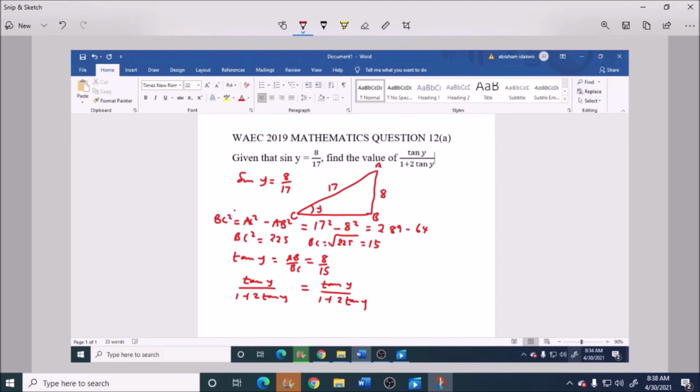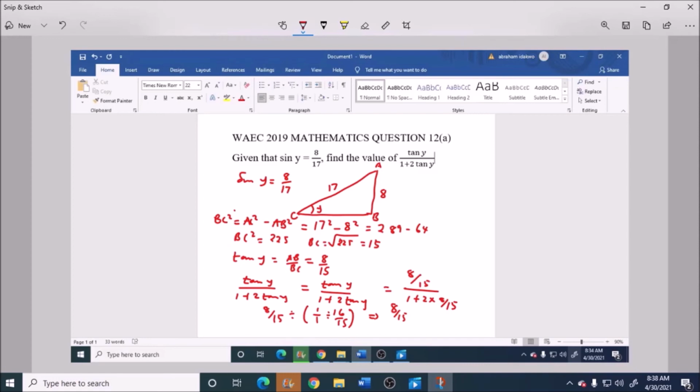So we have 1 plus 2 multiplied by 8 over 15. So here we have 8 over 15 divided by 1 plus 16 over 15. Okay, so this will result to 8 over 15 divided by 31 over 15. So let's continue here.